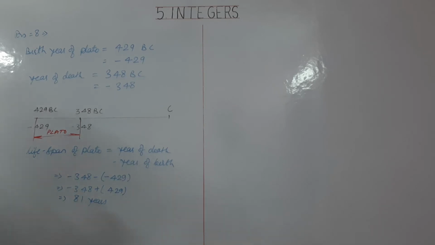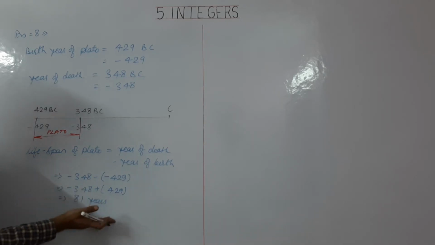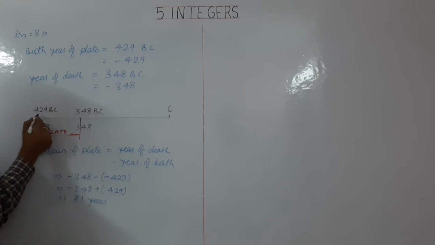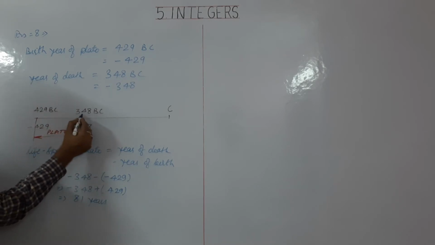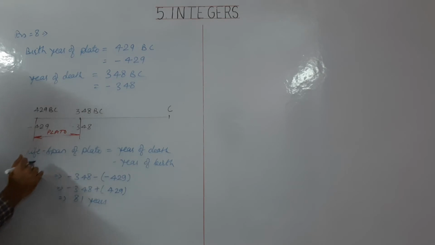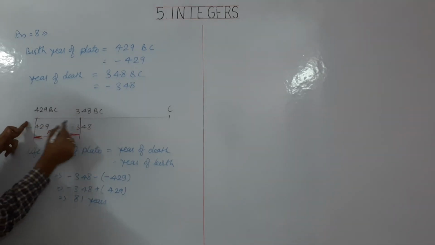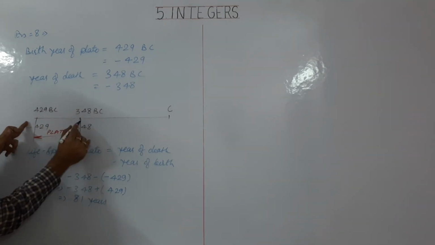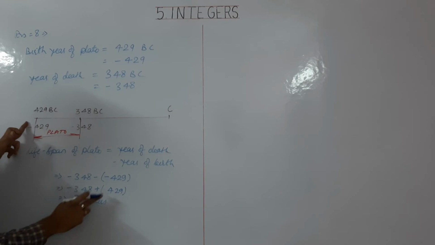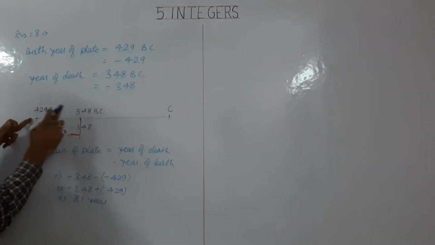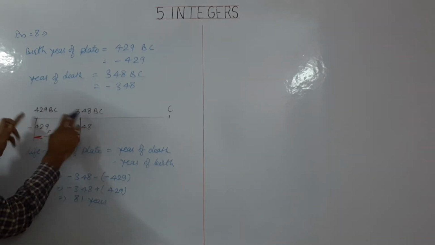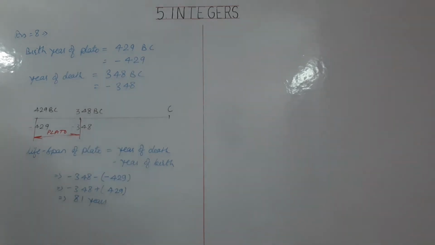Another way to calculate his lifespan: simply 429 minus 348 will be the answer. Why? Because both numbers are negative, but ultimately we are looking for this length or this span. So simply write 429 minus 348 and that will be your answer, 81 years, the lifespan of Plato.